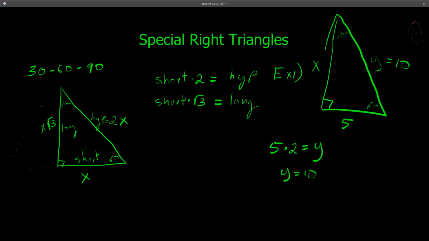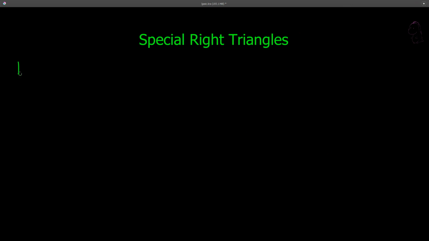Now, short side times radical 3 is the long side. X is the long side. So you have 5 times radical 3 equals x. So x is 5 radical 3. Let's move on and do another type of example.